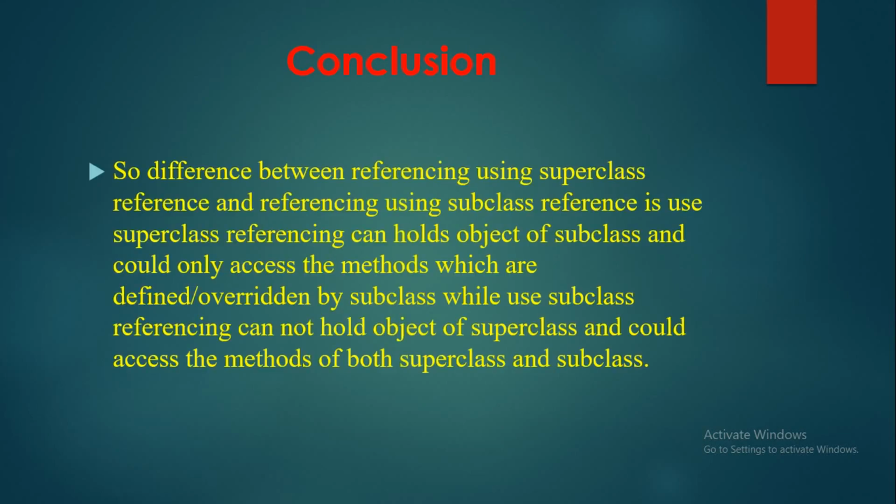So here is the conclusion. The difference between referencing using a superclass reference and referencing using a subclass reference is that a superclass reference can hold an object of the subclass and could only access the methods which are defined or overridden by the subclass, while a subclass reference cannot hold an object of the superclass and could access the methods of both superclass and subclass.